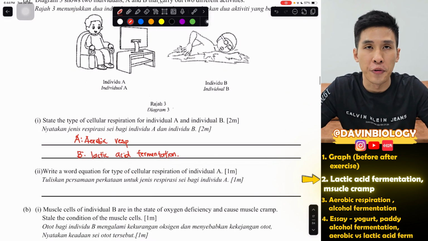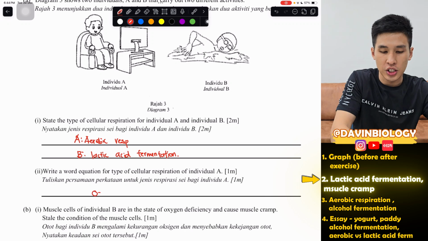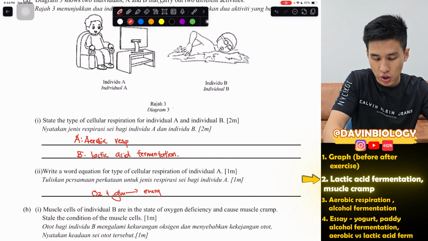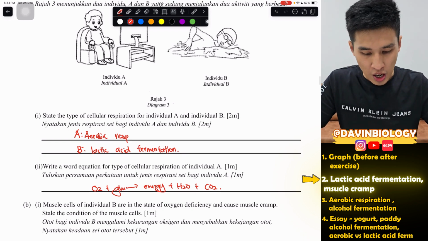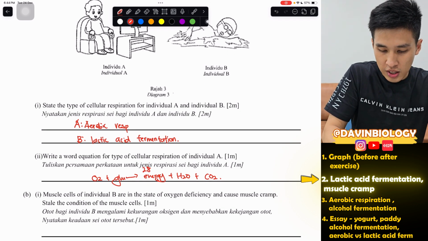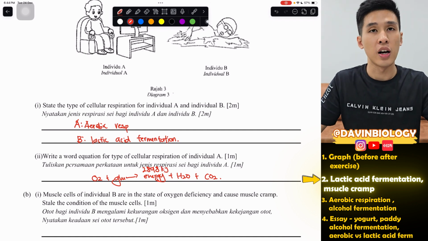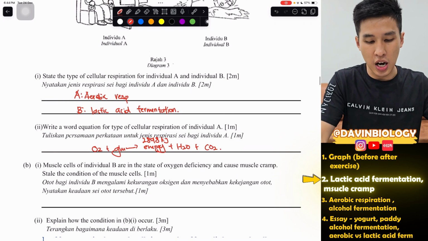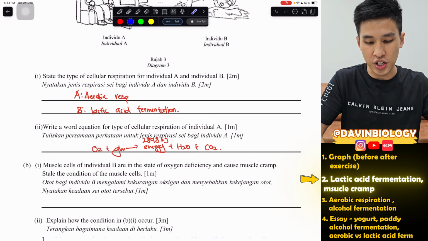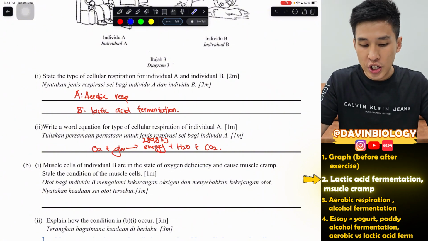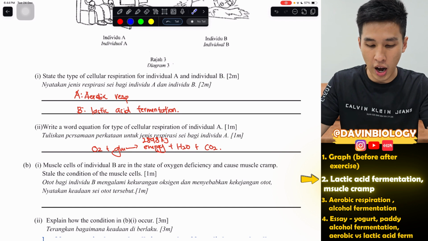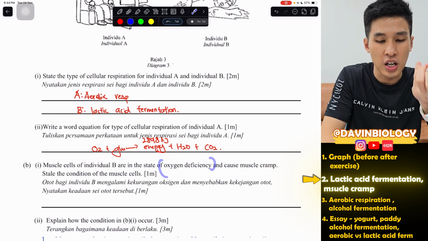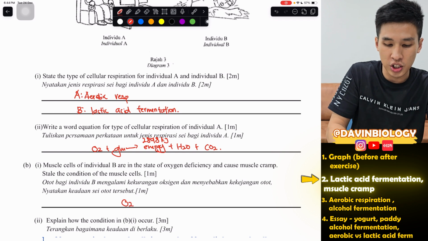The word equation for A, I wrote for you just now already. So basically it is oxygen plus glucose, you get energy, water, carbon dioxide. Just remember in the exam, you have to spell everything out. And for energy, it's better to write 2898 kilojoule energy. That will be better. Okay, then B1, they say, muscle cells of individual B are in a state of oxygen deficiency, causes muscle cramp. State the condition of muscle cells. So just like just now, when you are lacking oxygen, the condition that the muscle is in is called oxygen debt.